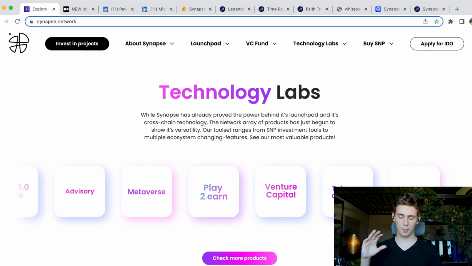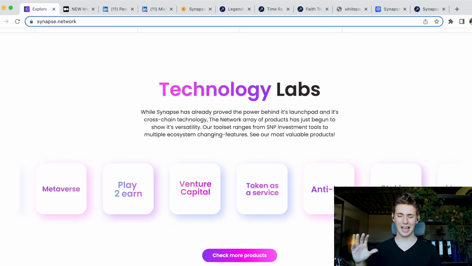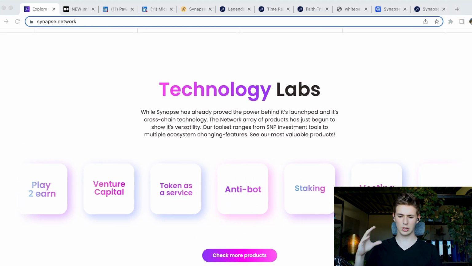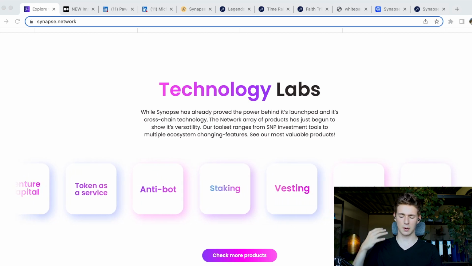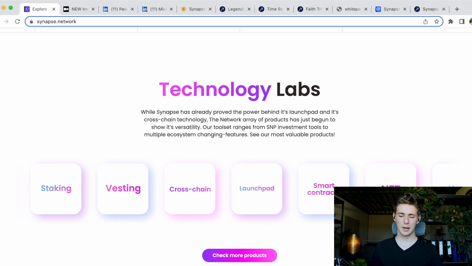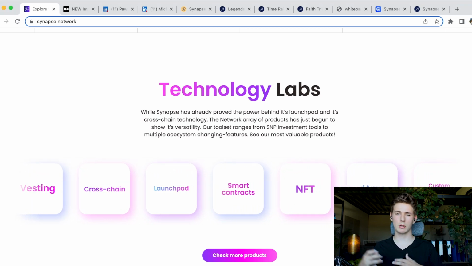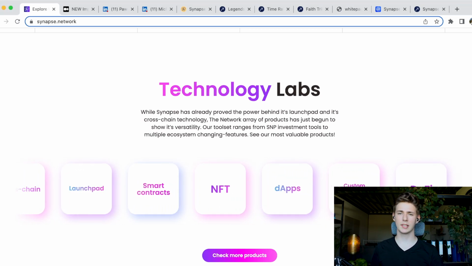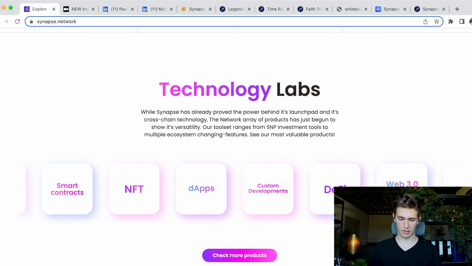So a bunch of stuff here at the technology labs, and for sure we can see a lot of very ambitious things that are being introduced via Synapse. Of course, we're most interested in the Launchpad, but to know that behind the Launchpad there's a lot more brings more utility to the token, which is always a good thing.